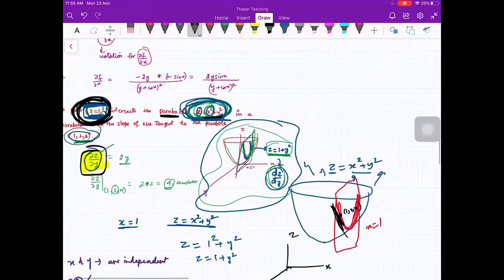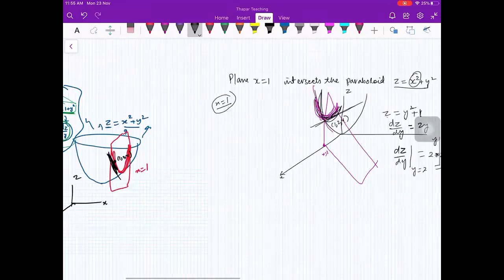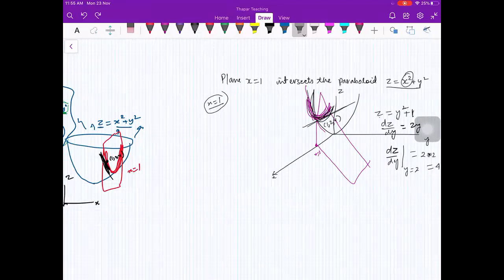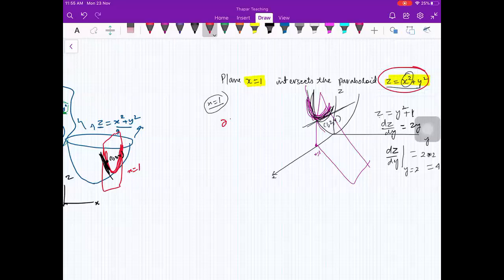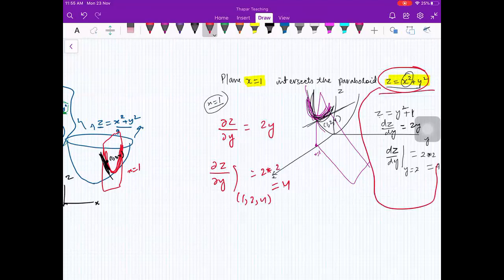Okay. Now, if you don't want to draw the things, we can use partial derivatives. Because x is equal to 1 is the plane with which you are intersecting the paraboloid, your function will be only a function of y. So you have to differentiate partially with respect to y. So ∂z/∂y is your 2y, and at the point (1, 2, 4), that is 2 into 2, so that is 4.